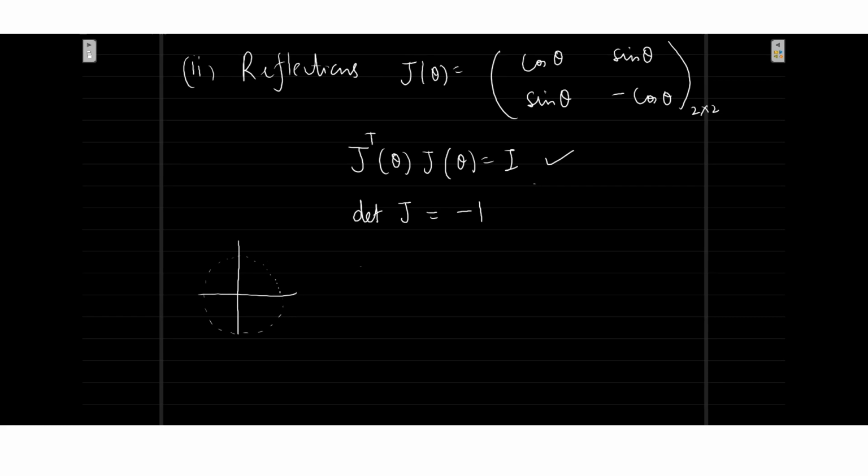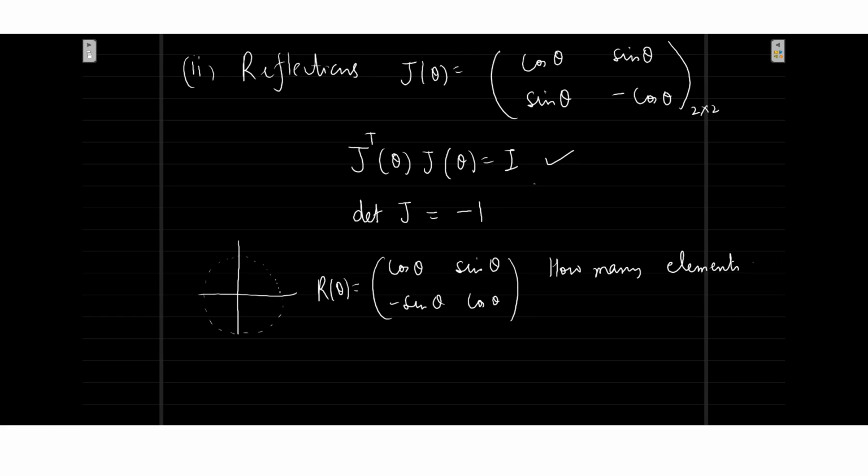That means the group elements, which I am representing by cos theta, sine theta, minus sine theta and cos theta. How many elements are there in this group? Finite? No, it has infinite elements. So this is the case of a continuous group.